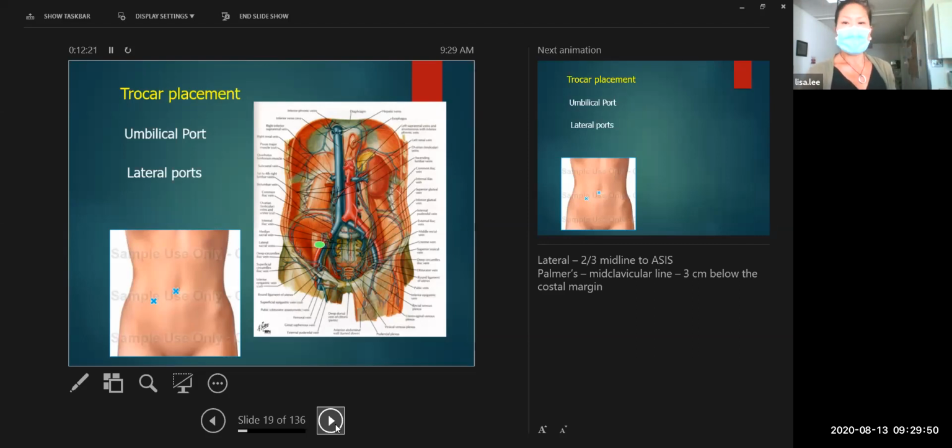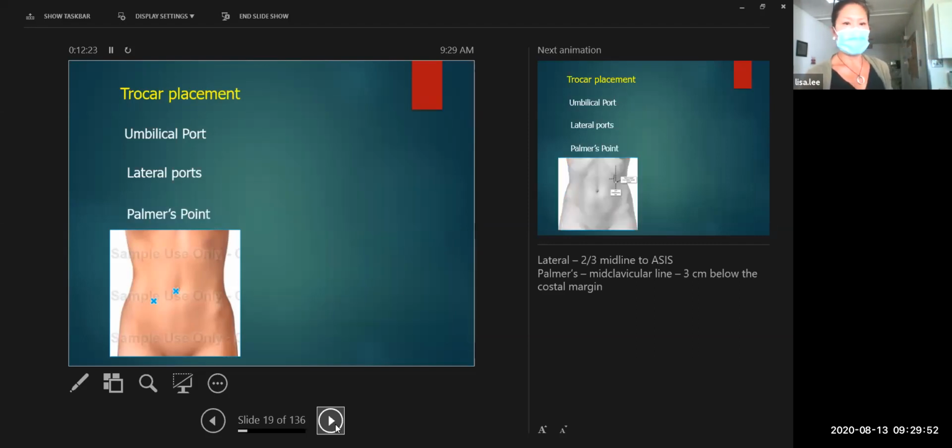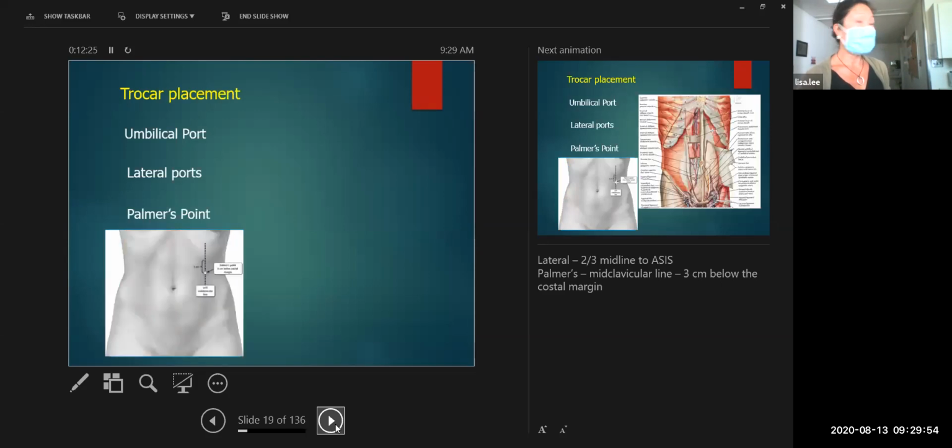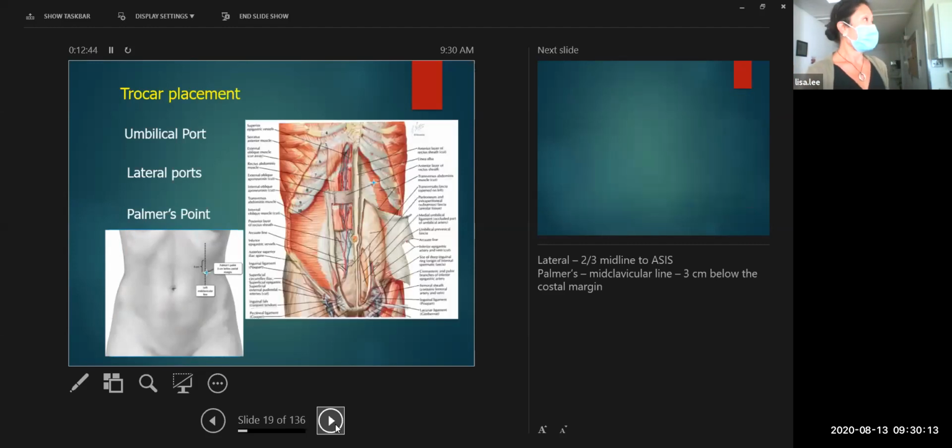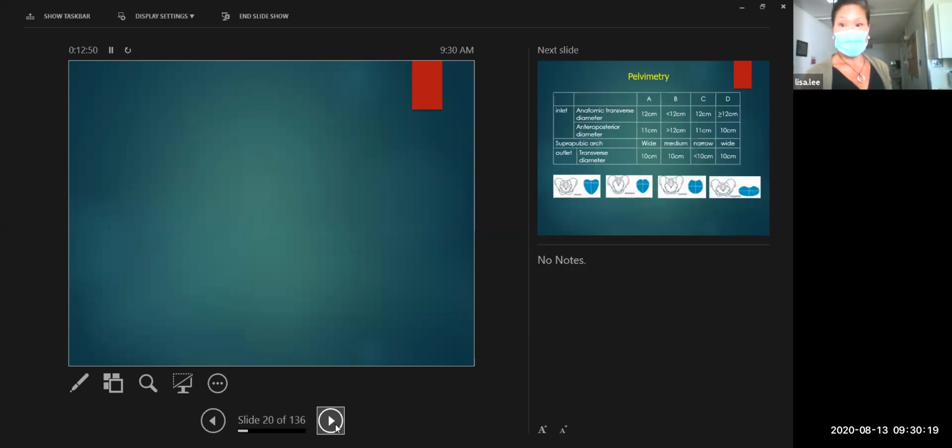Okay. The other port we put in is Palmer's point, right? And just as a reminder, this is the one we use if we think we have adhesions in the umbilicus, if we need to be further up and out of the pelvis. It's in that mid-clavicular line. You identify your clavicle and you go in that line, and it's 3 centimeters below the costal margin. Okay, and you're usually pretty safe there. There it is up there. So you do have a little muscle to go through.